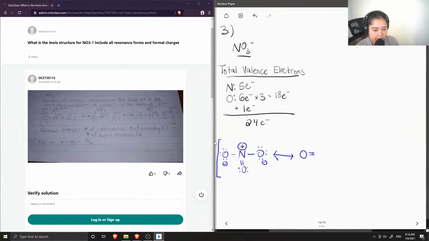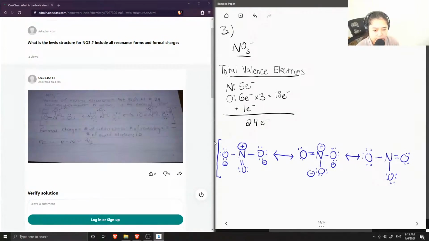So this is one resonance structure of NO3-, so we can draw another one with a different oxygen having the double bond, still showing all of the electrons as well. So now these 2 oxygens have a negative charge. And lastly, we can have the rightmost oxygen having the double bond, and the other 2 are singly bonded. Like so.